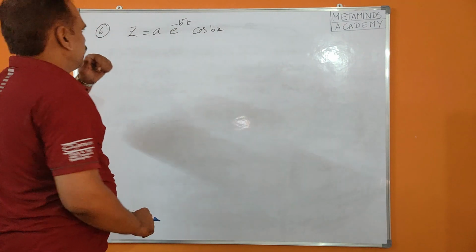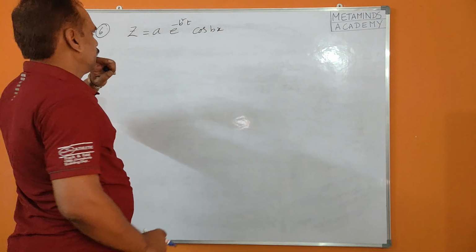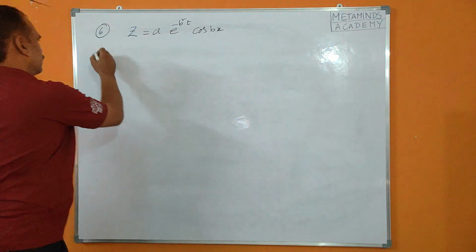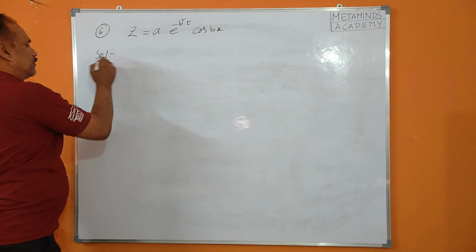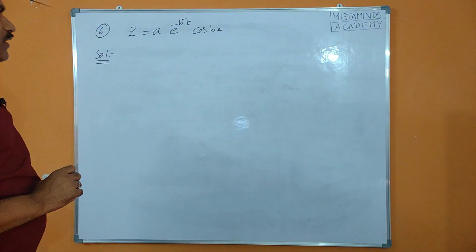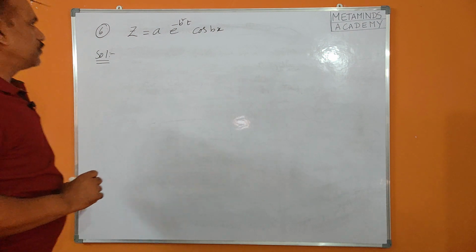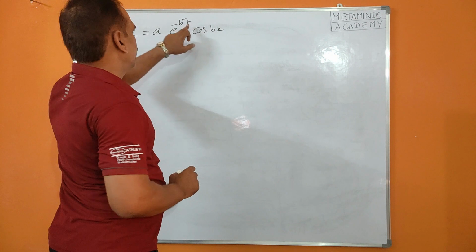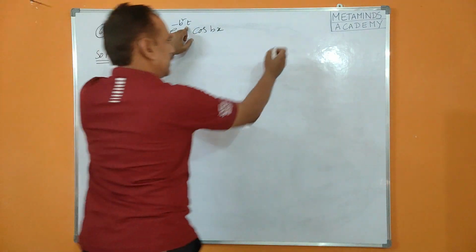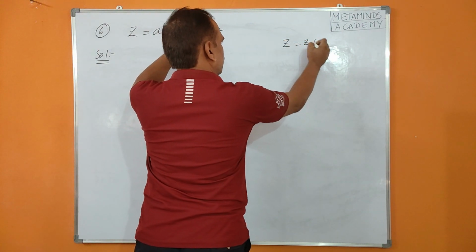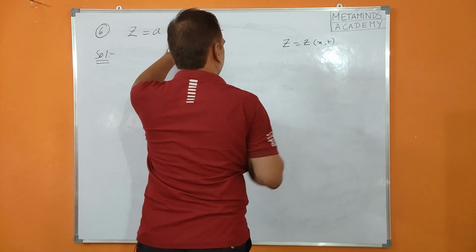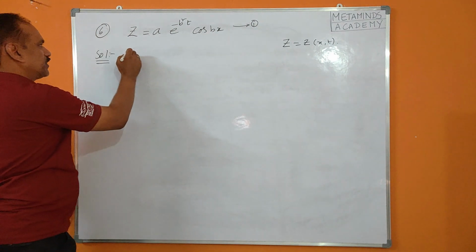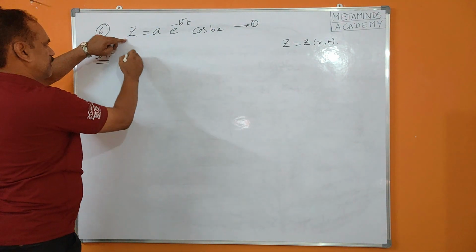See here, how many arbitrary constants are there? a and b, right? Only two arbitrary constants are there, and two independent variables are there. x and t are the independent variables. Here z is a function of x comma t. Equation 1. Differentiate equation 1 with respect to x first of all.